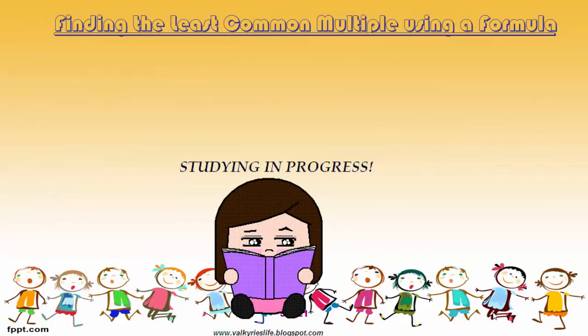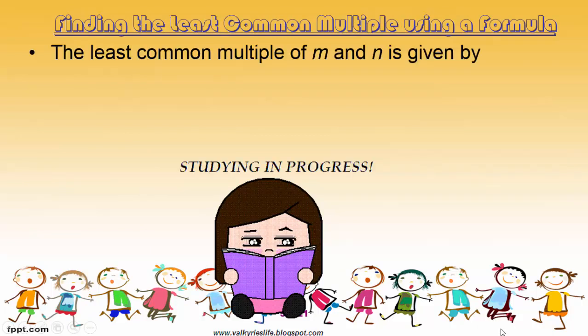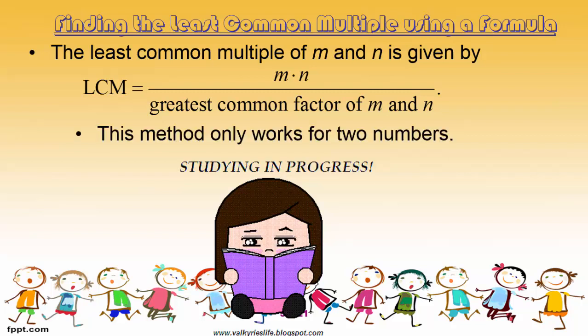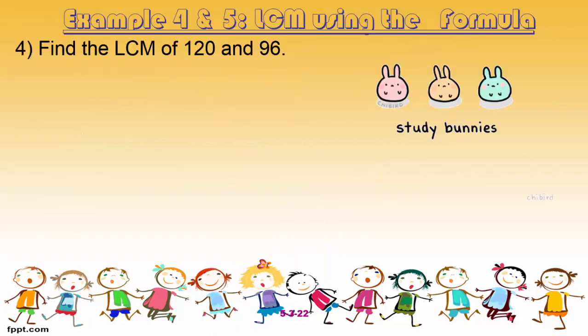Finding the least common multiple using a formula. Well, there does exist a formula that we could use to find the least common multiple for m and n. And this formula is m times n divided by the greatest common factor of m and n. This method, unfortunately, only works for 2 numbers.